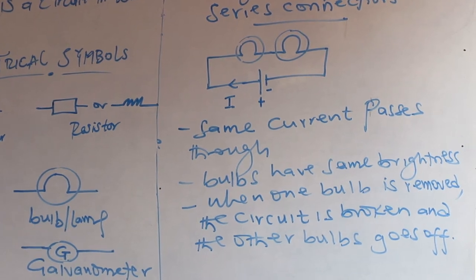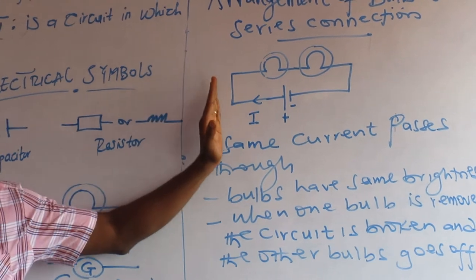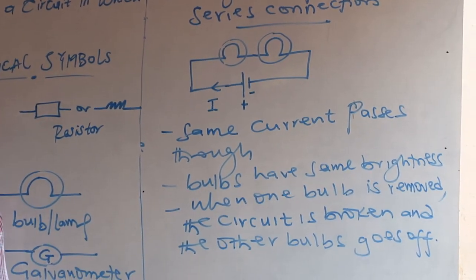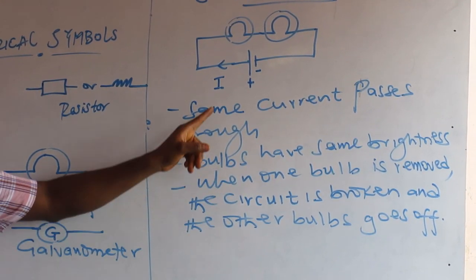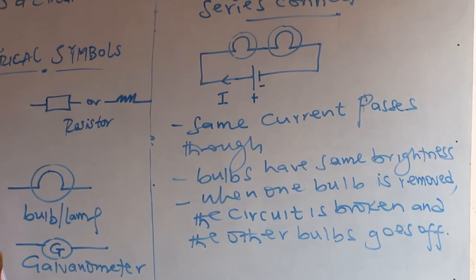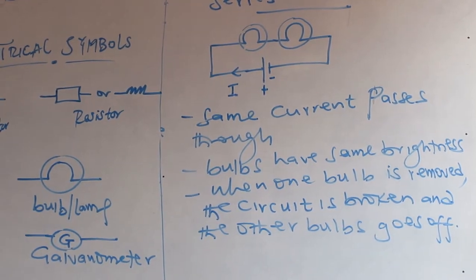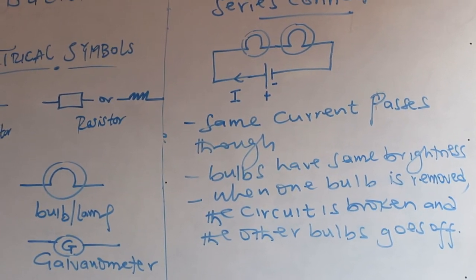This can be a parallel connection. So that is when we arrange bulbs in series. We have plenty of questions on this. This can be resistors in series, bulbs in series, any of them. So these are bulbs in series. Are you okay? The same current flows through the two bulbs. They will have the same brightness. Why? Because the same current flows through, right? When one bulb is removed, the other does not come on.